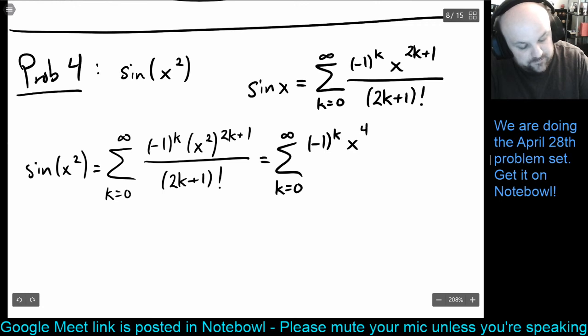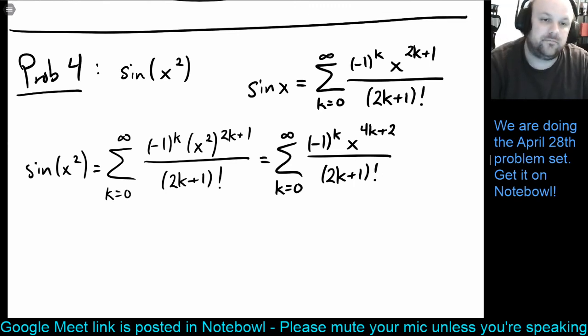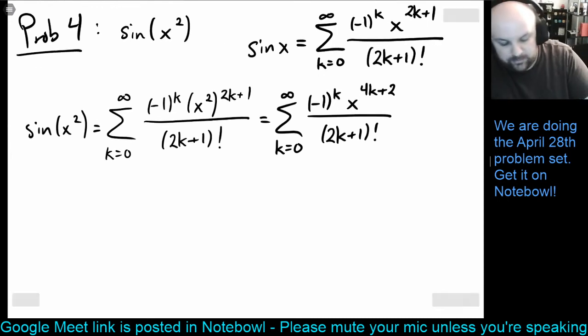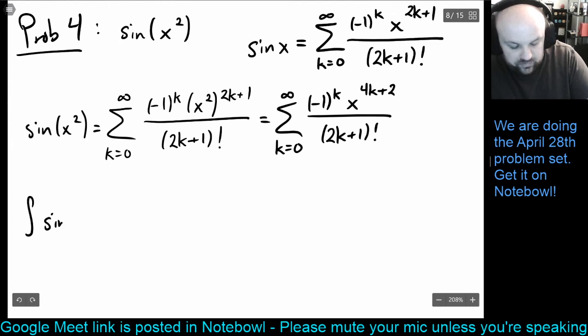So this will be 4k plus 2, divided by 2k plus 1 factorial. And there we go. That's a power series for sine of x squared. So once we have that, now we can perform this integral here.